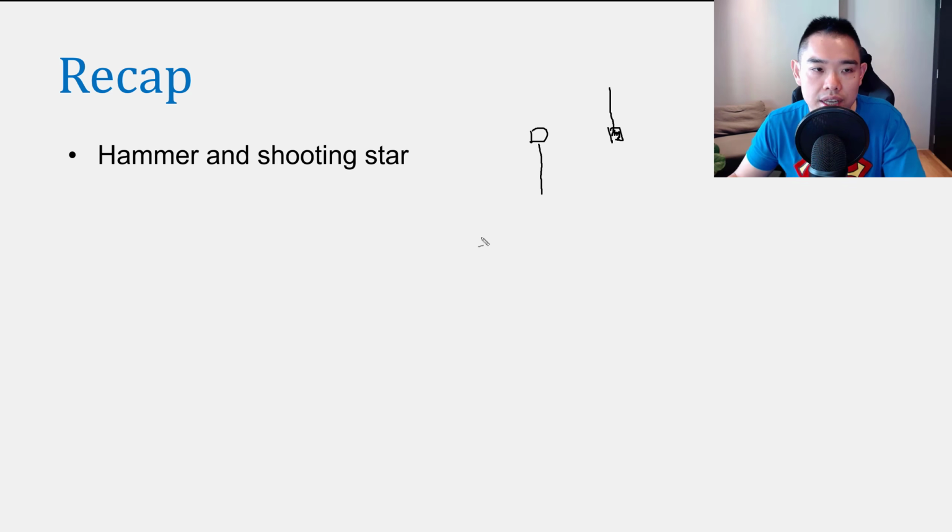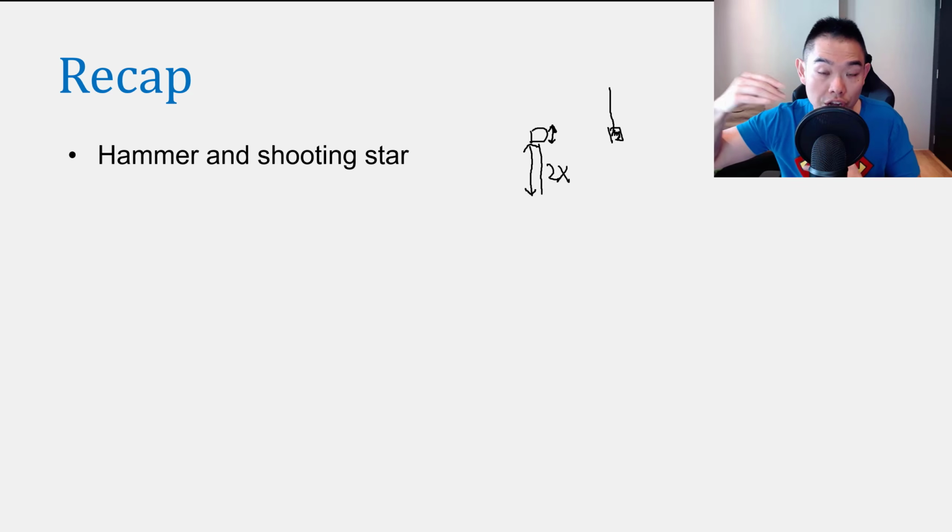Another thing to add is that usually for the hammer and shooting star, the length of the shadow is usually at least 2 times the length of the body. So there's another thing to take note of. I repeat once again, for the hammer and shooting star, usually the length of the shadow is at least 2 times the length of the body.